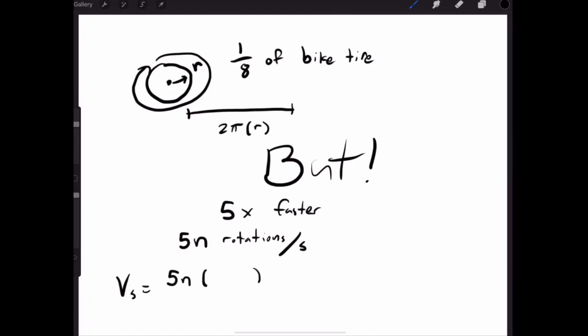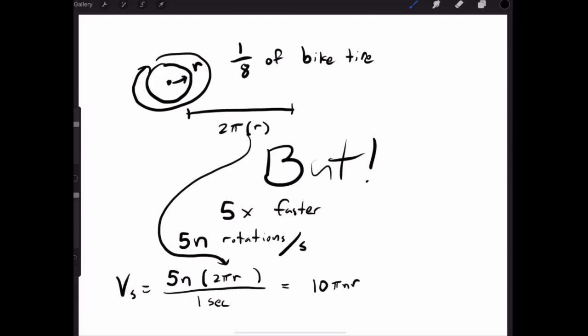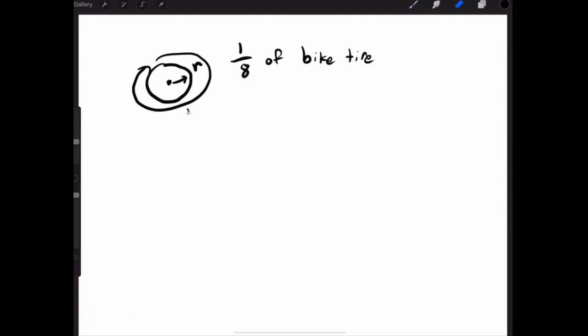Okay, so our velocity is basically the total distance traveled, which is 5n times the distance of one rotation, 2 pi r, divided by 1 second. And that means our velocity is going to be 10 pi r n meters per second.